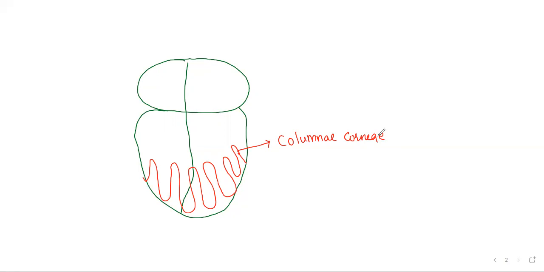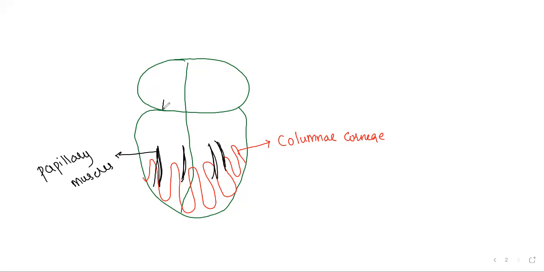In between the columnae carneae, we find some special muscles. We call them papillary muscles. The black ones which I am showing here are the papillary muscles. So in between the columnae carneae, we can see papillary muscles.